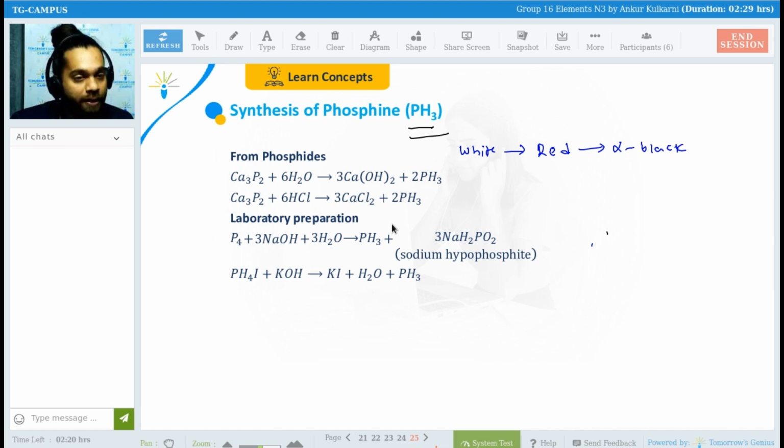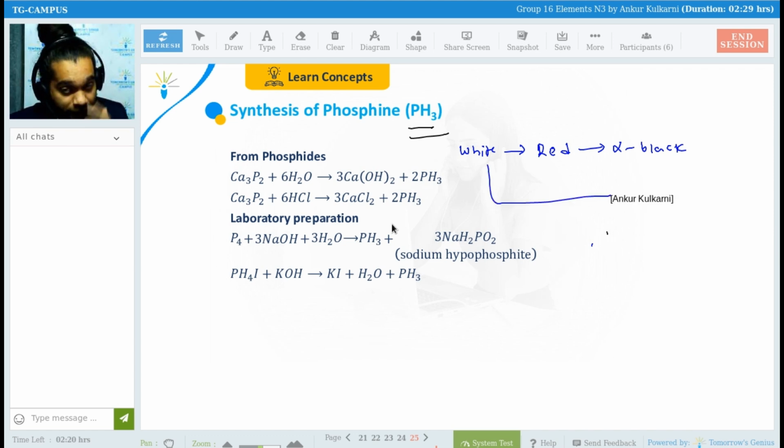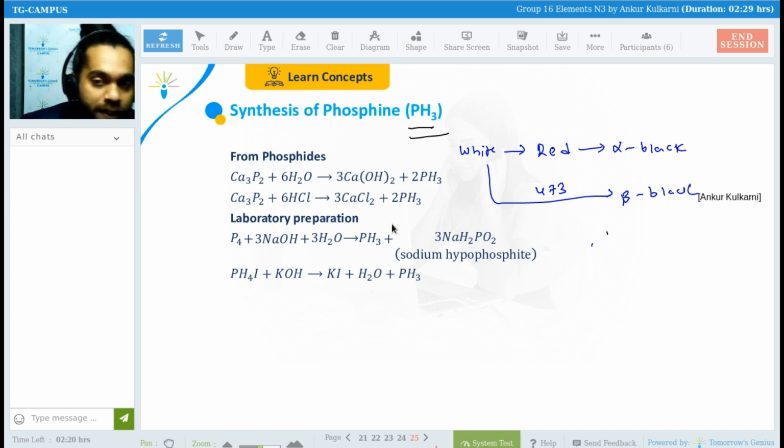So we get the alpha black. And if I heat the white at 473, we get the beta black. This is where we had stopped. We have seen about the phosphorus.